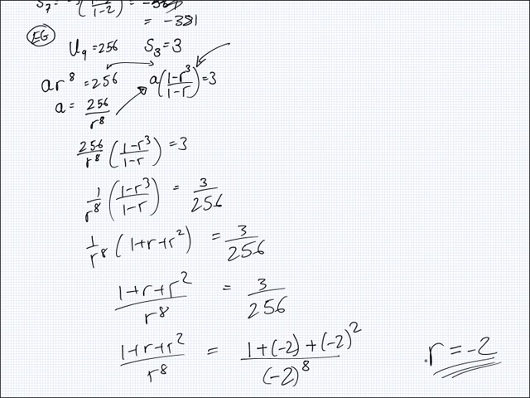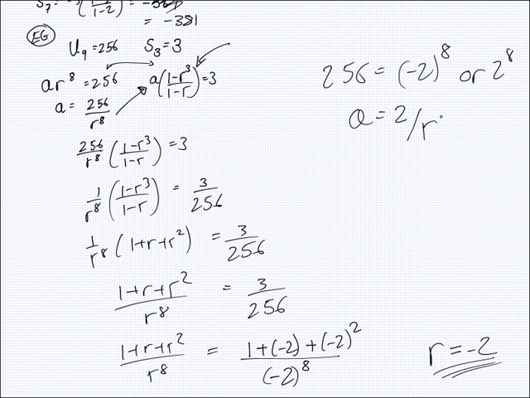Yeah? It's just like 256 is 2 squared, 8 times, right? 256 is, yes, minus 2 power 8. No, it's 2 power 8. Well, it's r or 2 power 8. But let's say if a is equal to 2 over r power 8. Say that again. Yeah, a is equal to 2 over r power 8. Where'd you get that from? Oh, from here.